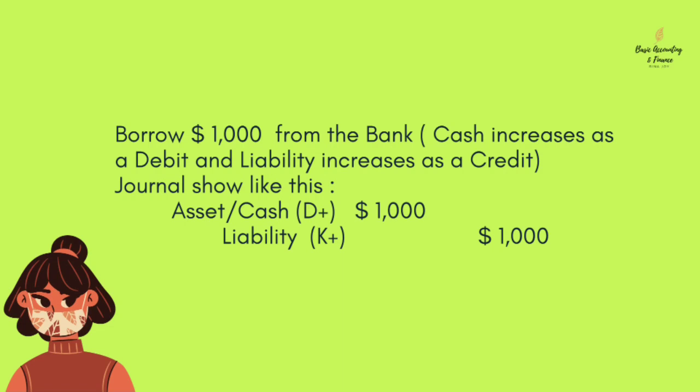Now, for another exercise and journal. If I borrow $1,000 from the bank and put it in my bank account, the cash at bank will increase, and my liability to the bank will also increase. Therefore, the journal will be debit cash at bank, $1,000, credit liability, the bank loan, $1,000.